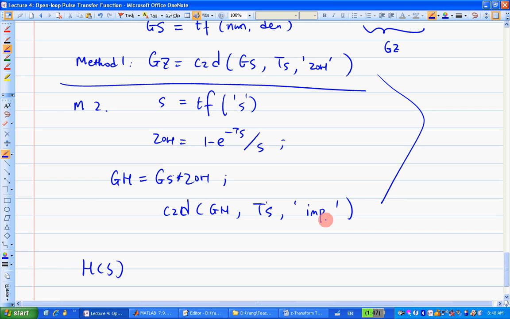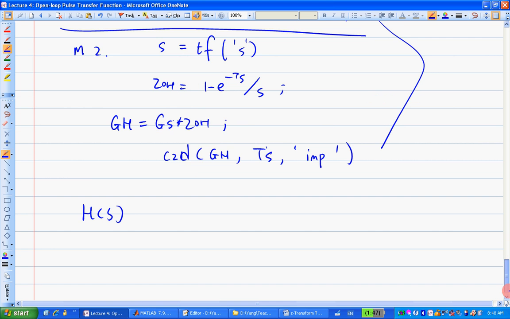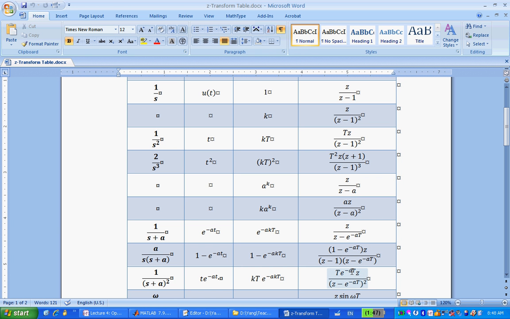If the zero order hold is a part of the system, you mean? Yeah, not necessary. Actually, if the zero order hold is a part of the system, I recommend using this one here. It saves you time and a couple of lines of code. So basically, if you look at this table here, right, this table.